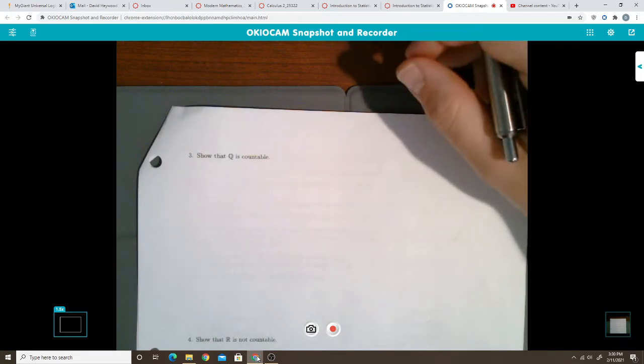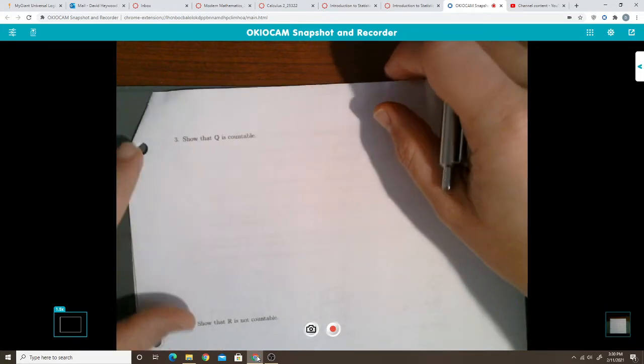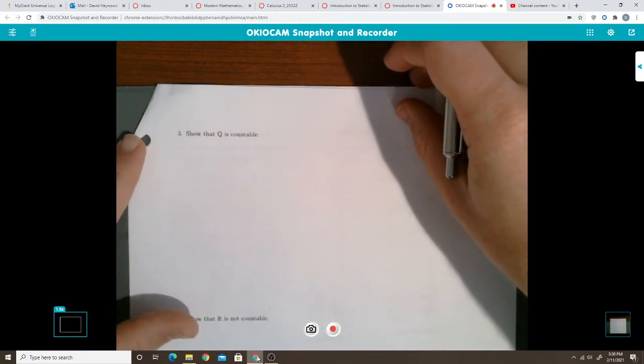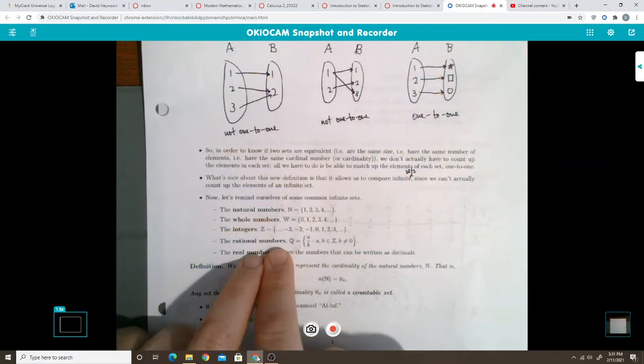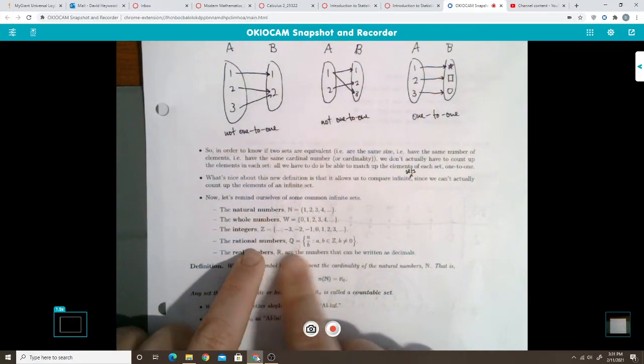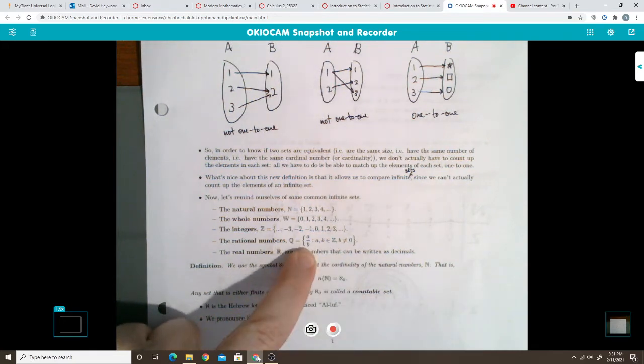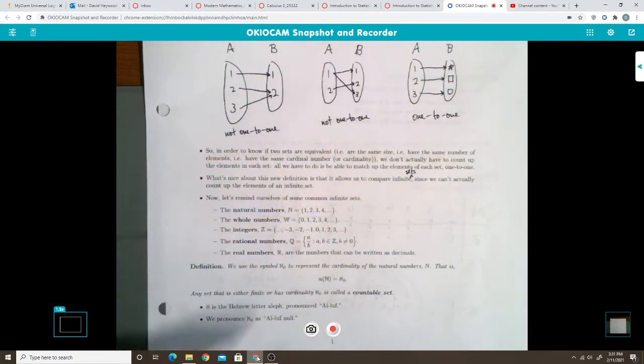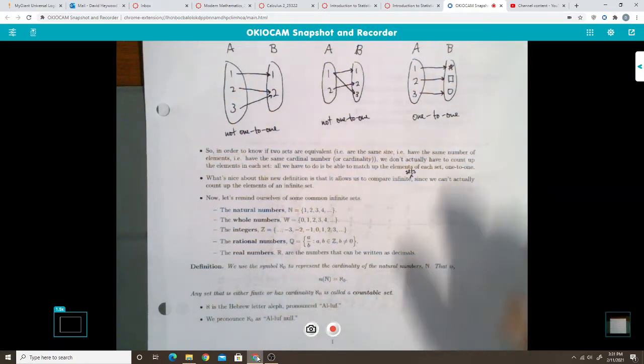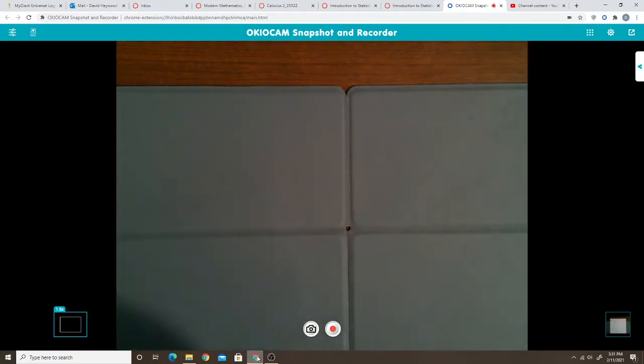Okay, so now here's the thing that's really crazy to me. Q is also countable. What is Q? Q is the set of rational numbers, right? It's the set of numbers that can be written as a ratio of 2 integers. So it's the set of all fractions. So the fractions are countable. They make up a countable set.